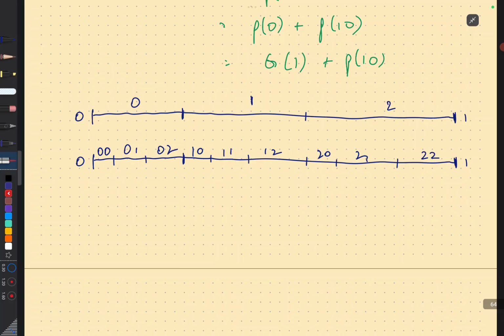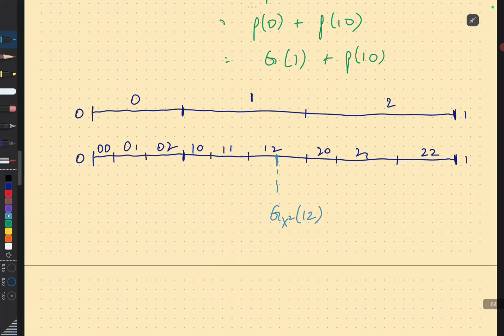Okay, so what does the Shannon-Fano-Elias code do in such a context? Let's say I want to find the Shannon-Fano-Elias code for some particular sequence, let's say 1 2. You first find the midpoint of the interval corresponding to 1 2. This is G of 1 2 plus P of 1 2 by 2. This is F bar of 1 2.